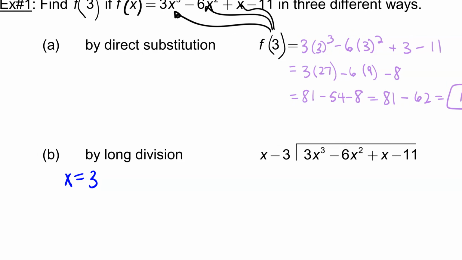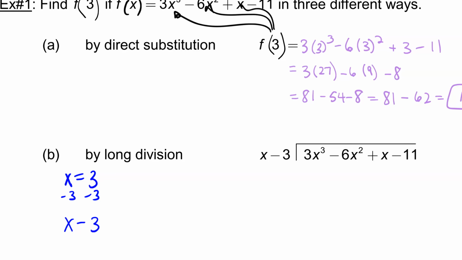I'd like to put this in terms of a factor. Remember chapter 4? I gave you 2 roots and you had to write a quadratic from them. If I have a root, how do I write it as a factor? I subtract 3 on both sides, and so the factor is x minus 3.